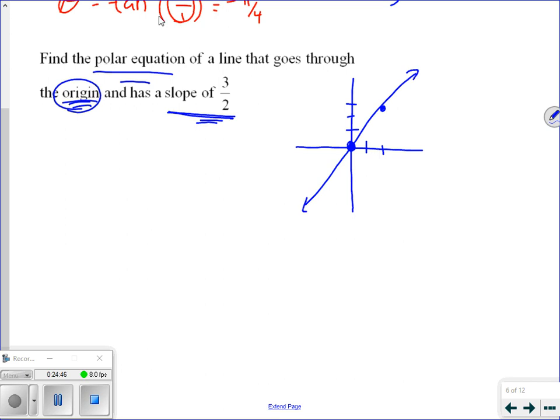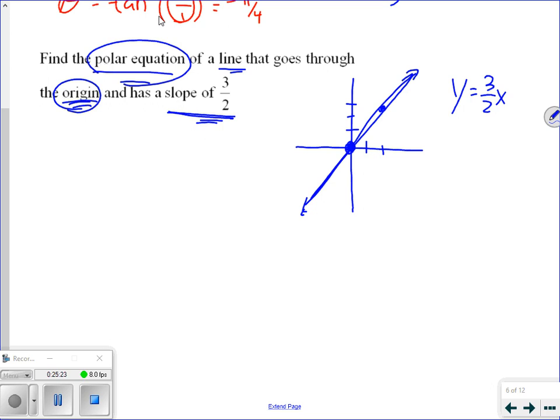Okay? So it wants me to find the polar equation of the line that goes through the origin with a slope of 3/2. If I'm given this line right here, do you think you could tell me the equation of this line in rectangular form, or from the Cartesian plane? And absolutely you should be able to, right? It's a line. We've got a slope. This is just y equals my slope, 3/2 x, plus my y-intercept of 0. So this is the rectangular form of this.